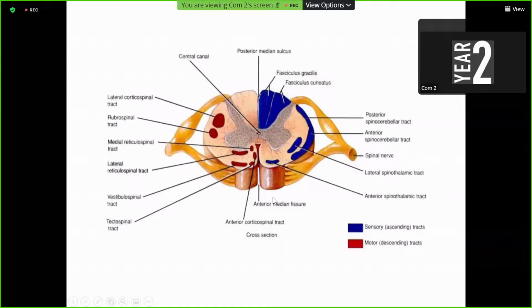Okay, guys. So this session is very important because we are going to discuss the spinal cord tracts. We are going to talk about the pathways of these sensory and motor tracts. So the first half is on sensory tracts, and then the second half, or the second hour, is on the motor tracts, or descending tracts.